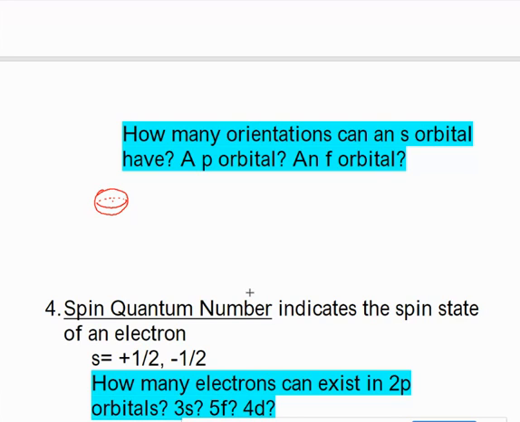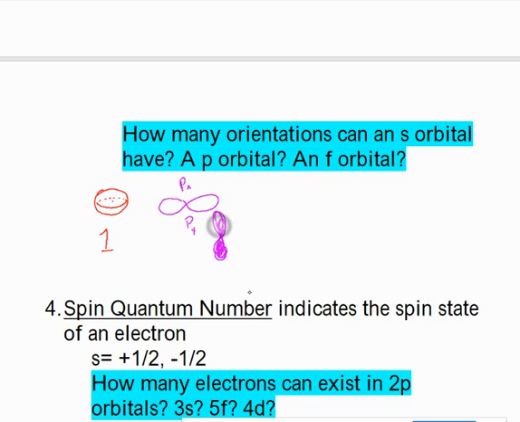So s has one possible orientation. For the p orbitals, we have 3. We have px, which looks like that, px. We have py, which looks something like this. It's a little more complicated than this, but we're going to simplify it.